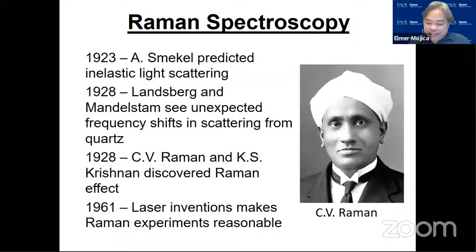As early as 1923, Adolf Smekal already predicted the existence of this inelastic light scattering. Then Landsberg and Mandelstam saw unexpected frequency shifts in scattering from quartz. And in 1928, Chandrasekhara Venkata Raman and his student K.S. Krishnan discovered the Raman effect. The discovery that he had here is he was really confident that it already existed, and it was just a matter of time before they would discover this thing.